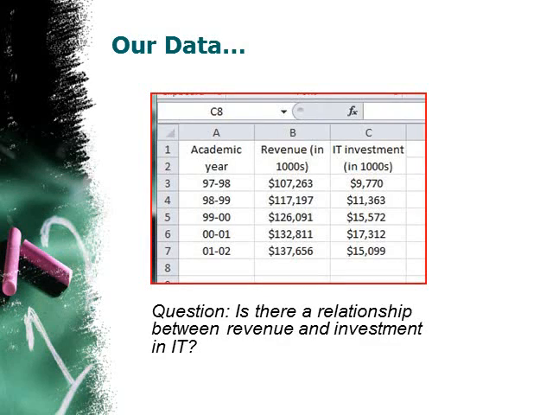Let's take a look at some data and actually use it to generate a scatter plot and look at the relationship between revenue and the investment in IT of our make-believe company. In this example, data was collected on an annual basis for 5 years. In the corresponding years, the amount of revenue that the company earned was calculated, as well as how many dollars were invested in IT.